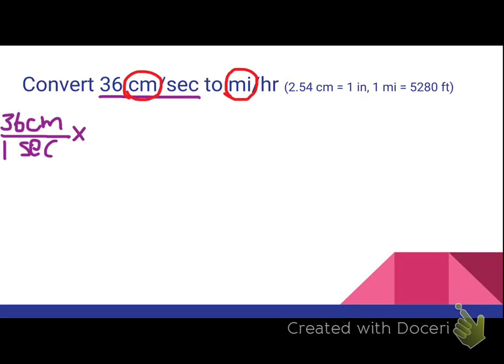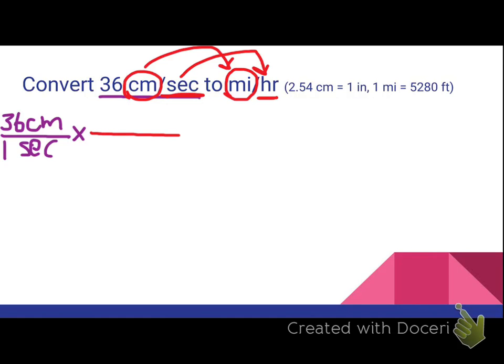Now it's important that you're able to recognize that those are both length units and that seconds and hours are both time units. So you're converting centimeters to miles and you're converting seconds into hours. We're not converting centimeters into hours. That doesn't make sense, okay? But it's important that you're able to recognize which units match up. So I want to go from centimeters to miles.